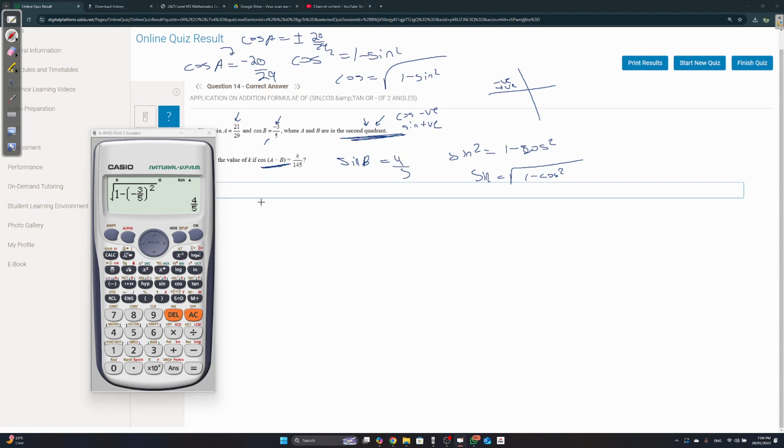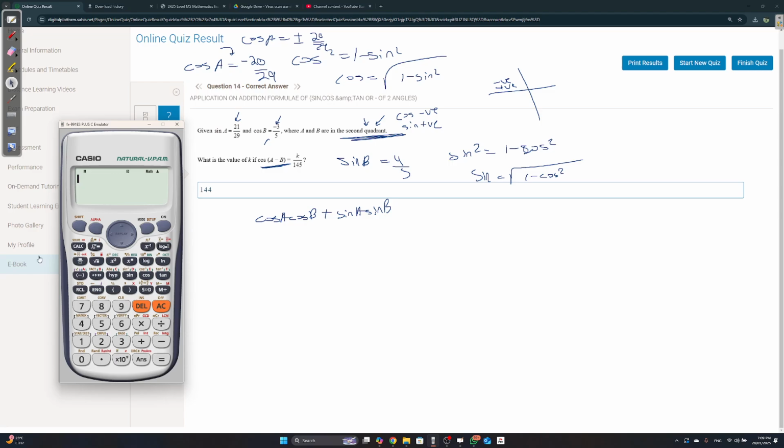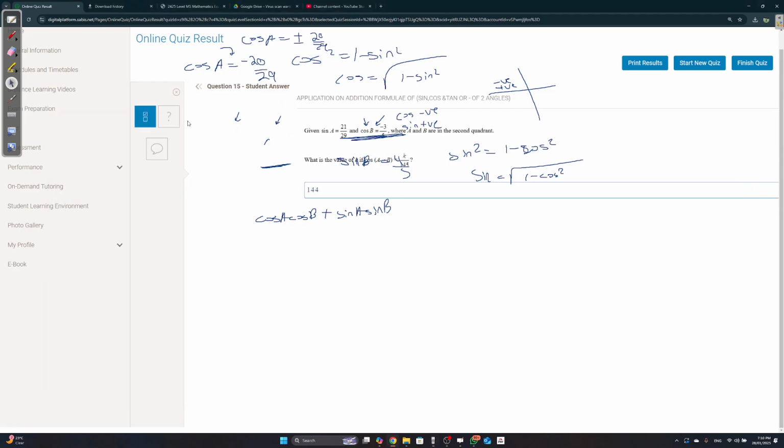Now they want cosine A minus B. So what are we going to do? Cosine A, cosine B, plus sine A, sine B. Okay, on our calculator, yalla. Cosine A, cosine B, so where do we find cosine A? It's negative 20 over 29 times cosine B, which is negative 3 over 5, plus sine A sine B, so sine A is 21 over 29 times sine B, which is 4 over 5. You can get 144 over 145, so K is 144, okay?